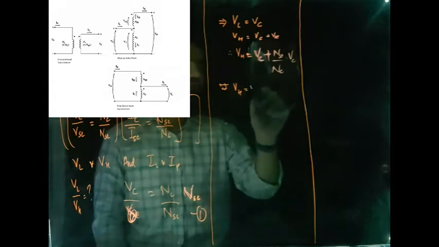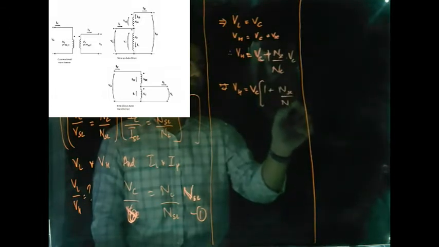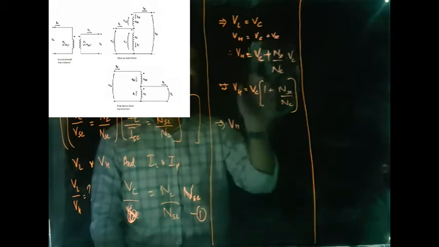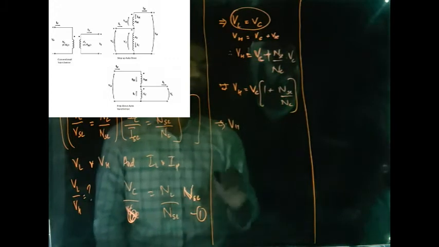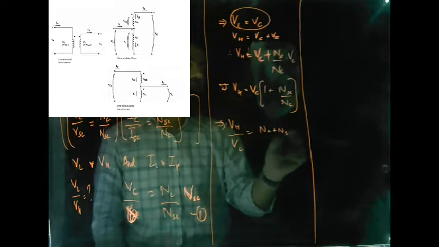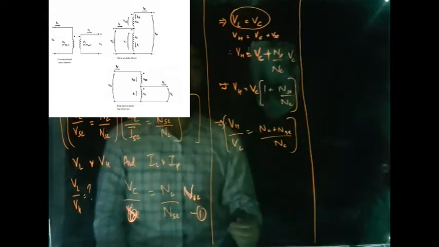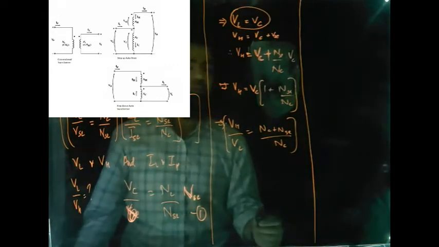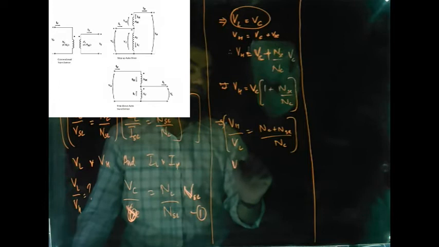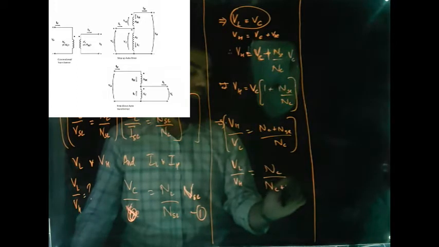Therefore, VH is equal to VC common. We have 1 plus NSC divided by NC, which implies VH divided by VC. What is VC equal to? That's equal to VL. So VH divided by VL is equal to NC plus NSC divided by NC. So this is VH by VL, or you can write VL by VH is equal to NC divided by NC plus NSC. So this is the VH by VL equation. Or you can say VL divided by VH is equal to NC divided by NC plus NSC.